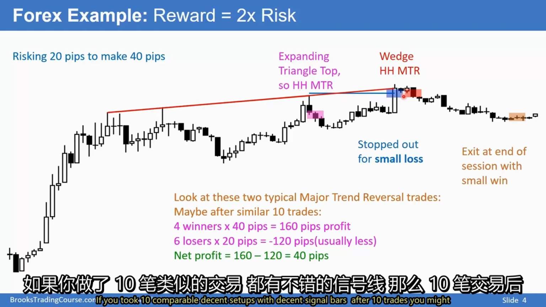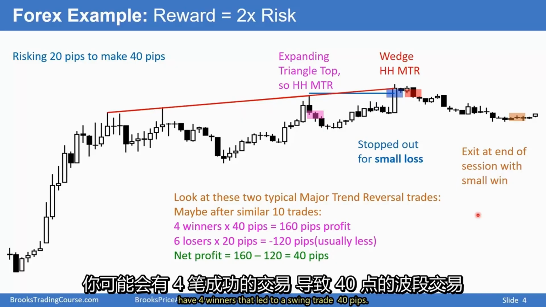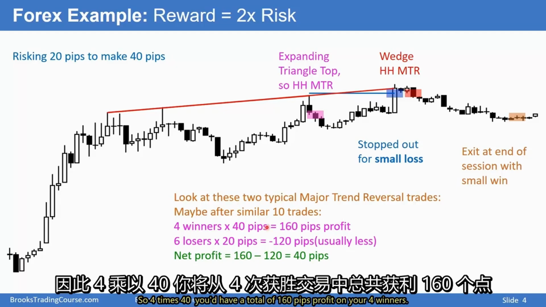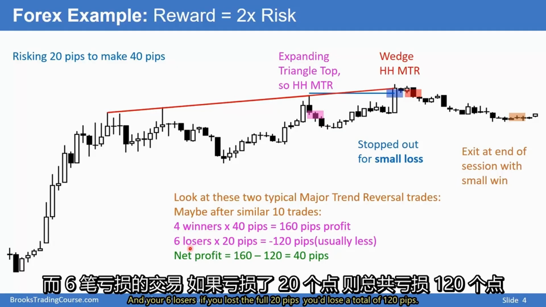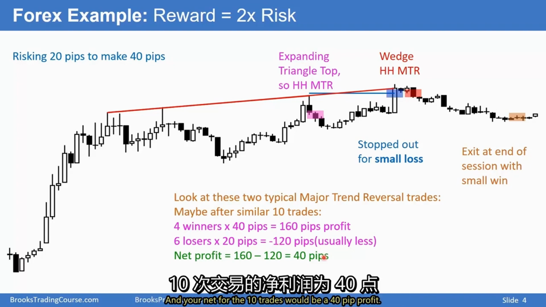If you took 10 comparable decent setups with decent signal bars, after 10 trades you might have 4 winners that led to a swing trade, 40 pips. So 4 times 40, you'd have a total of 160 pips profit on your 4 winners. And your 6 losers, if you lost the full 20 pips, you'd lose a total of 120 pips. And your net for the 10 trades would be a 40 pip profit.